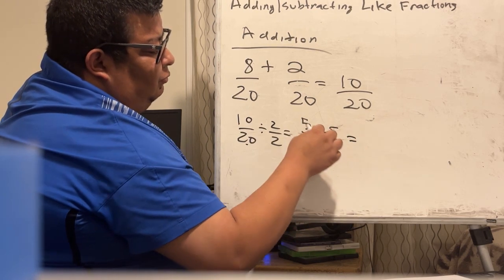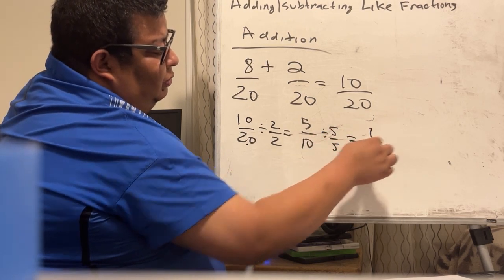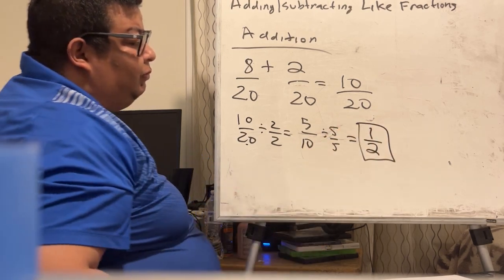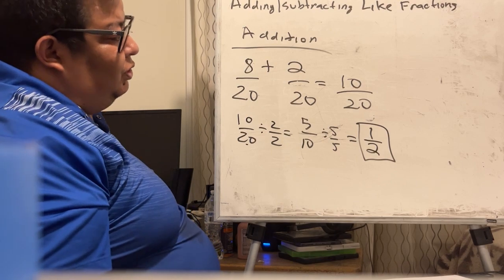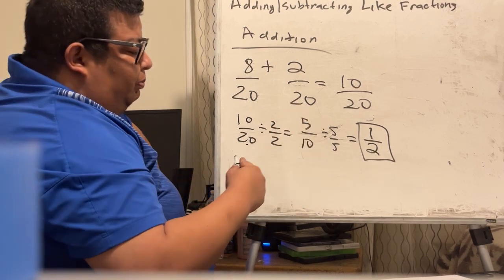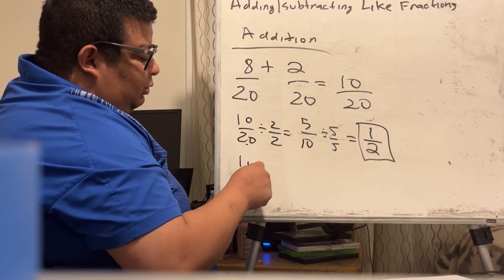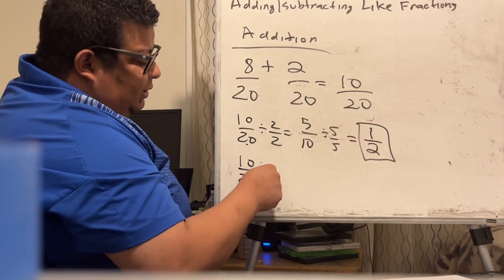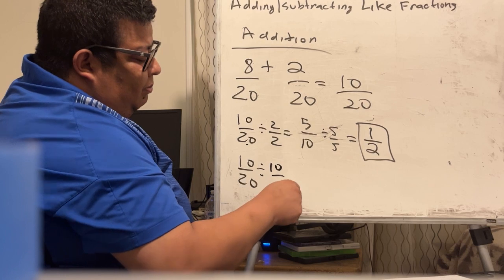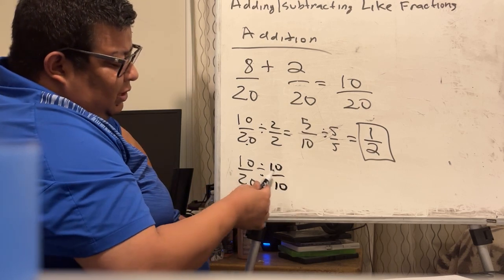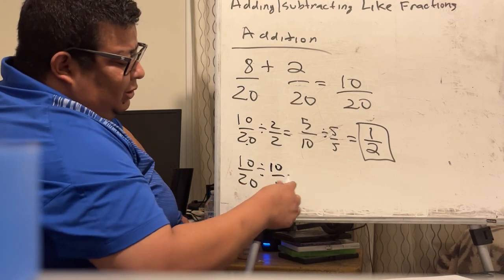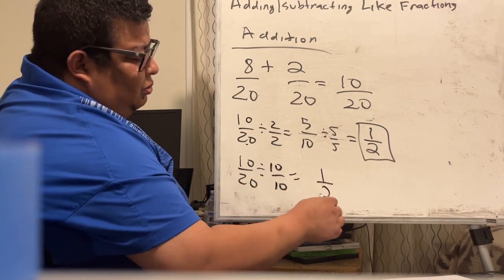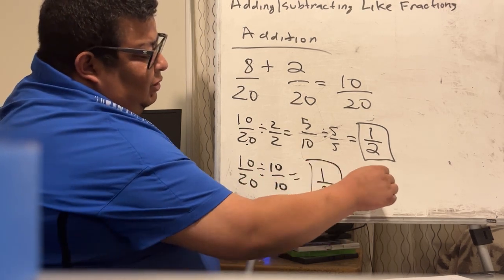So that's going to be equal to 5 divided by 5 is 1, and 10 divided by 5 is 2. So the final answer is 1/2. Sometimes when you start getting used to it, you can divide by higher numbers. For example, 10 over 20, which is our answer. We can divide it by 10, top and bottom, because 10 is divisible by 10 and 20 is divisible by 10. So 10 divided by 10 is 1 and 20 divided by 10 is 2. Same answer as before.